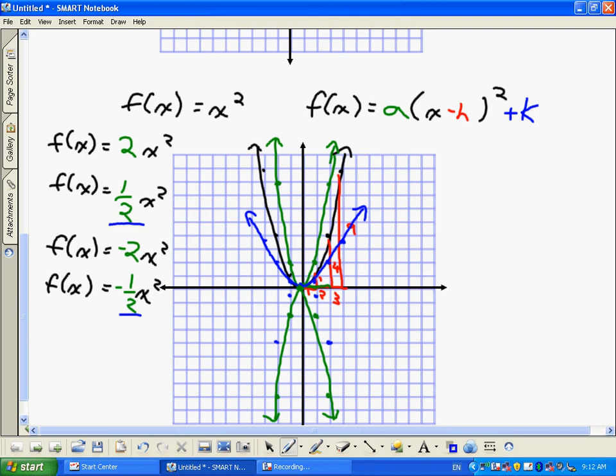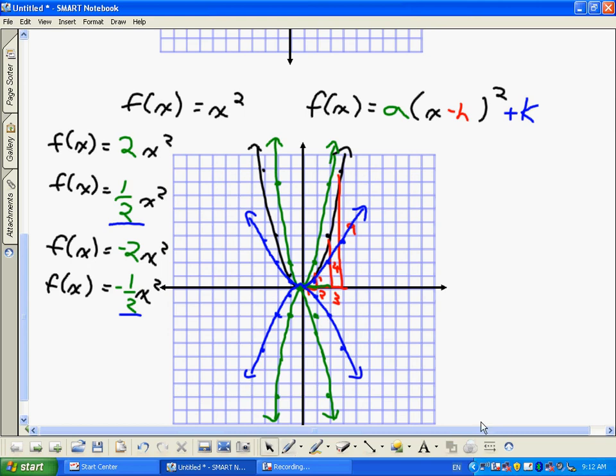4. And what was the other one? Oh, I think I drew that a little off. We go over 2. Instead of going down by 4, we go down by 2 because we multiplied by a half. Go over 3. Go down by 4.5 because that is half of 9. Our compressed parabola.